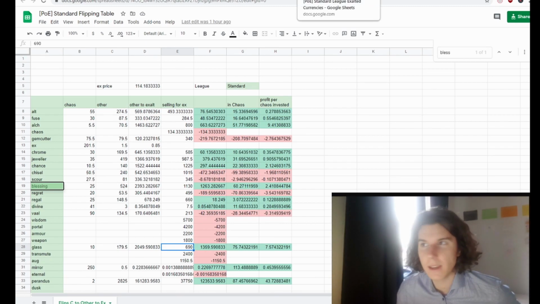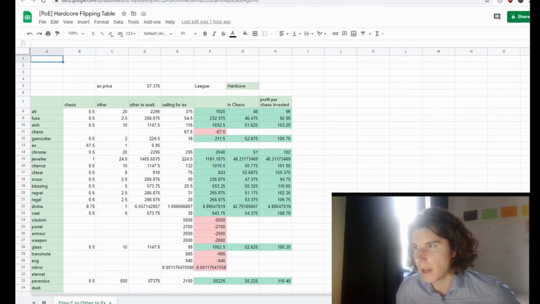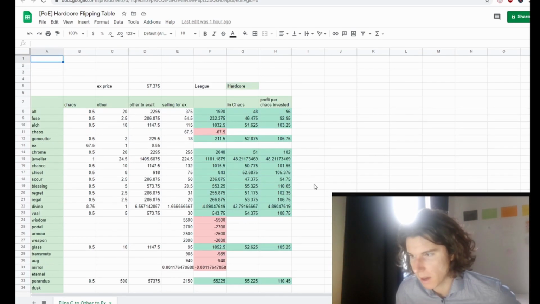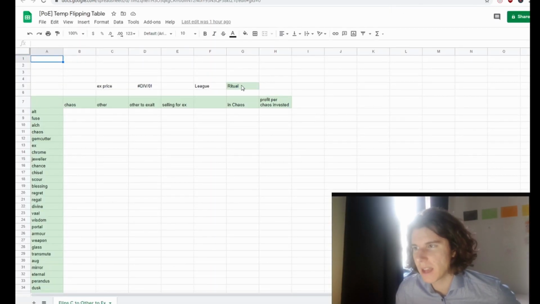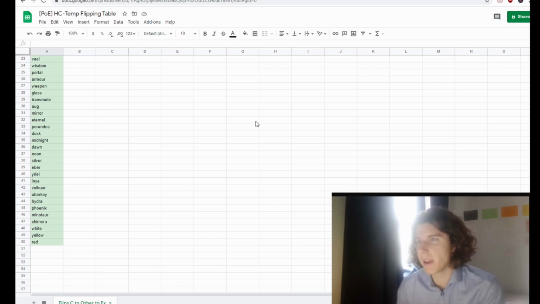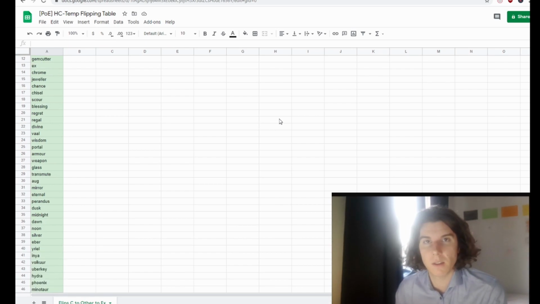And for the other leagues, we have the hardcore one. These are the rates in there. And most of the stuff in hardcore is actually profitable to flip. And then for the temp league, we have this link. And for the temp hardcore league, we have this link. And it updates once the leagues are live and there are actually people listing the currencies, then you can flip them. And I use the main currencies, and usually sextants are very profitable.